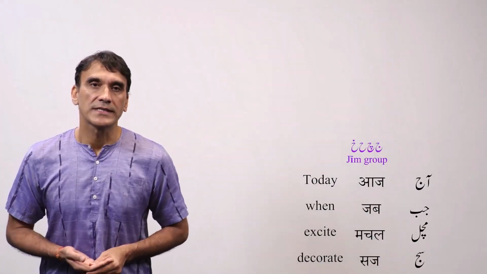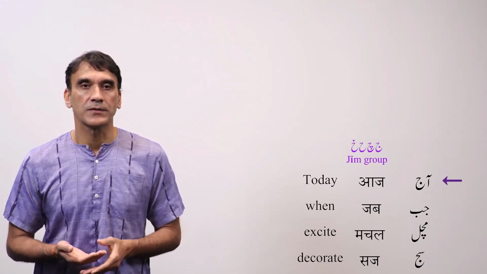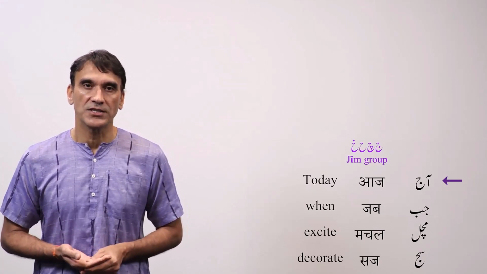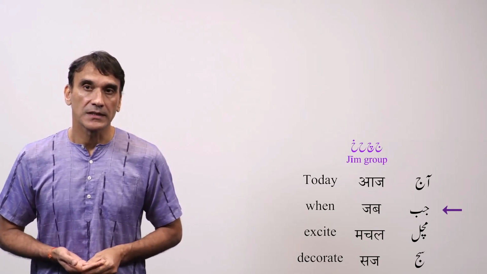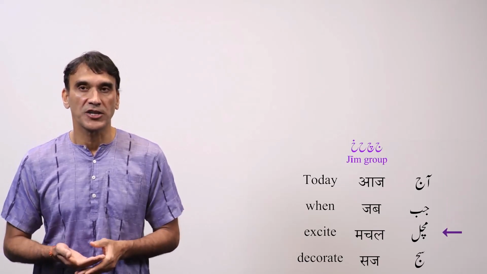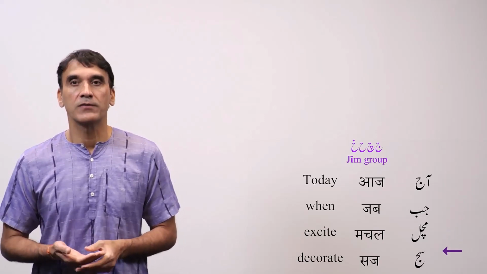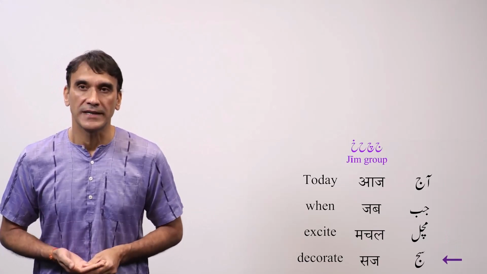Now at the end you can see all the words together. The first word is Aaj, where Jim is detached. The second word is Jab, where the word starts with Jim. The third word is Machal, here Che comes in the middle. And the final word is Saj, where Jim comes at the end.